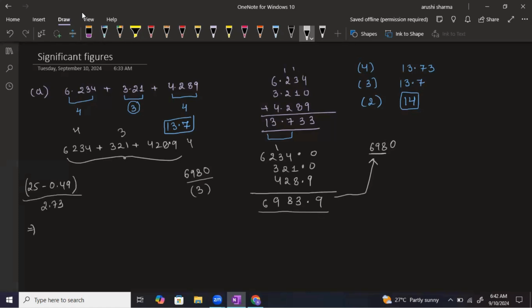So no problem. First of all, you should do the subtraction over here, right? Because division won't go in that way, that you first do the division. So first of all, you will take 25 minus 0.49. Right, sir? Yeah, 24.51, then divided by 2.73.